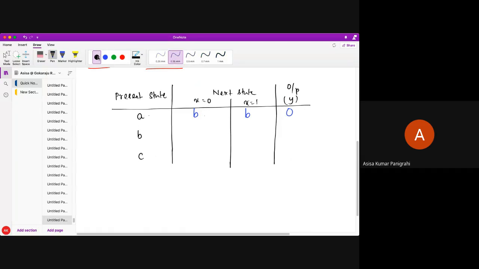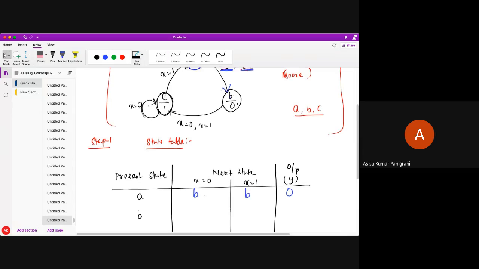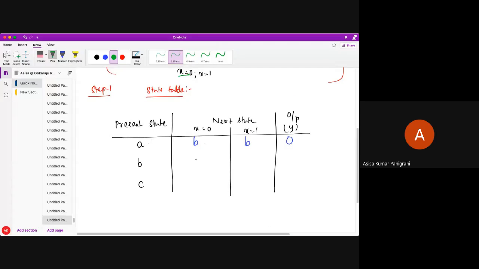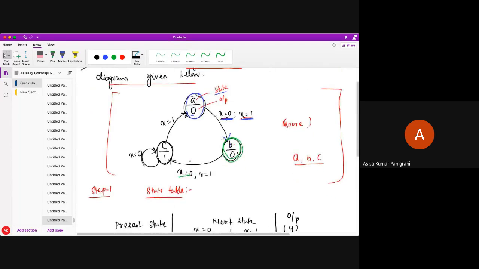Very simple. Understand? The next step. Now I am in which state? I am in the present state now. Let's say B. Let's say I am in this state now. For input 0, where am I going? For input 0, I am going to C. So I am going to write down C. And for input 1, I am also going to the next state C only.